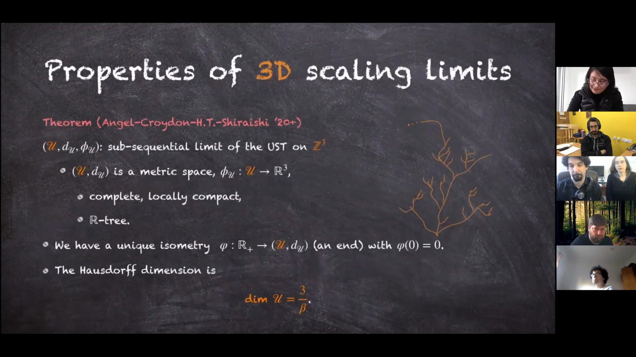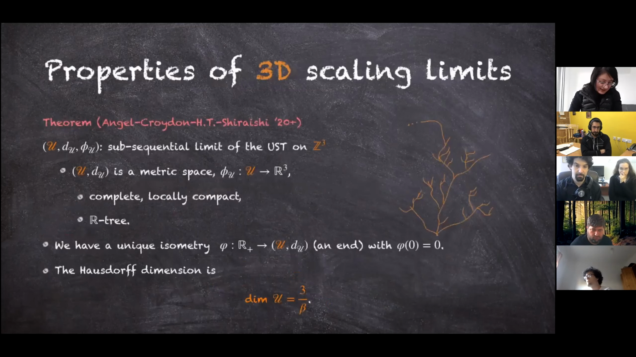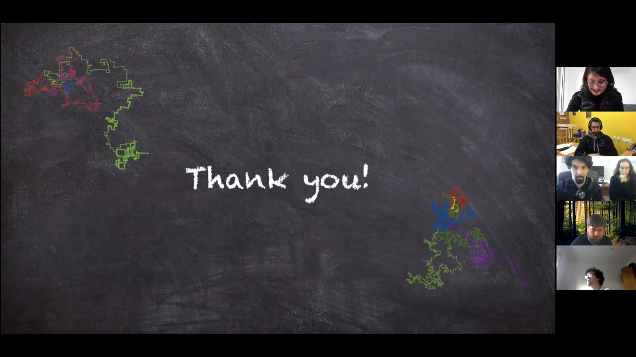So this is a final statement about the geometric properties of a subsequential scaling limit. Let's call it U. It has the usual properties: it is complete, locally compact, a real tree. But thanks to these volume estimates, we can say a little bit more about its Hausdorff dimension. And it is, in fact, as we would expect, this exponent 3/beta. So this is the end of my talk. And thank you very much for your time here.